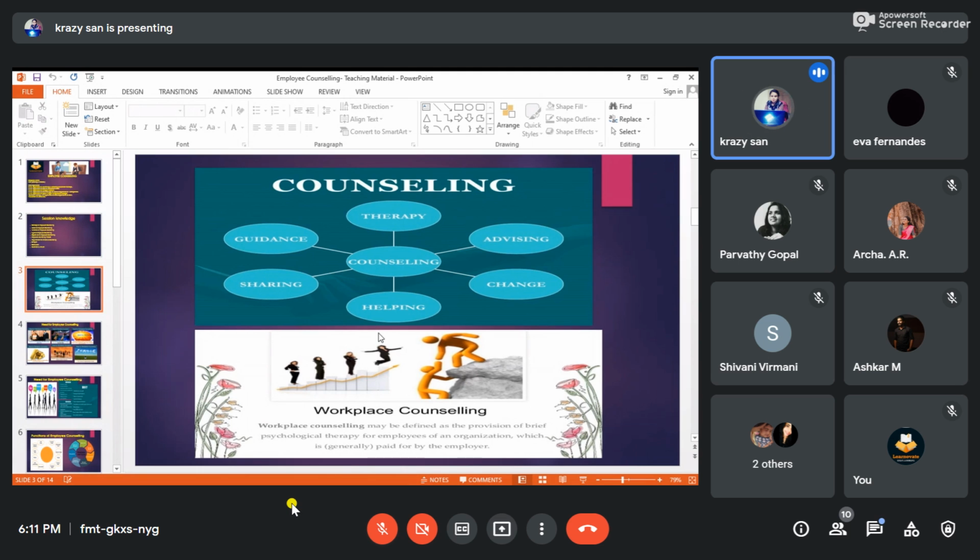helping each other, helping to overcome some of the weaknesses, realizing and understanding the strengths and the potential an employee has, and even making their mind very clear regarding their own development. So this is a form of, you can say, advice, change, helping, sharing, guidance, therapy. It's a therapy of emotional overcomings and mental overcomings. So counseling is very important.